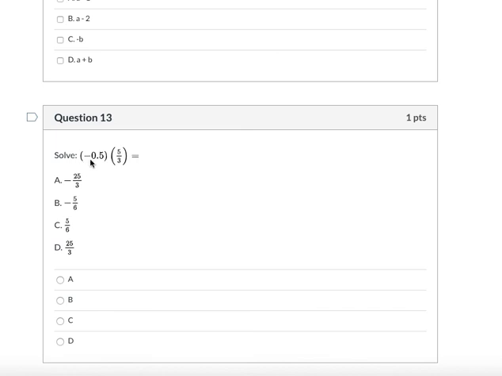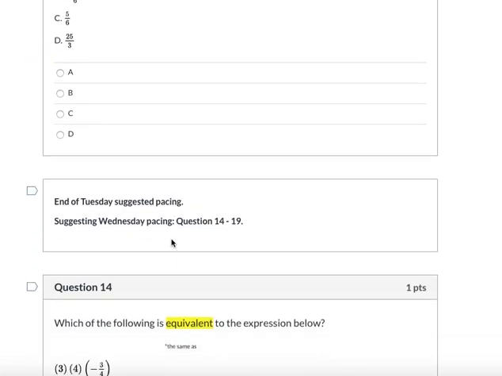Solve. Negative 0.5 times 5/3 equals A, negative 25/3, B, negative 5/6, C, 5/6, D, 25/3. Remember your integer rules because that will help you slash the trash right away.